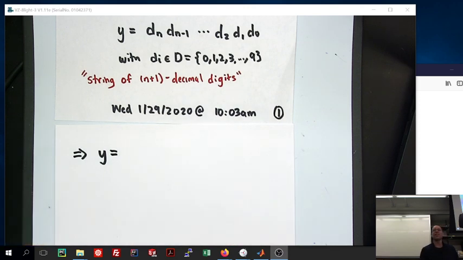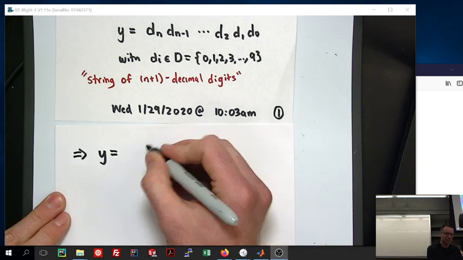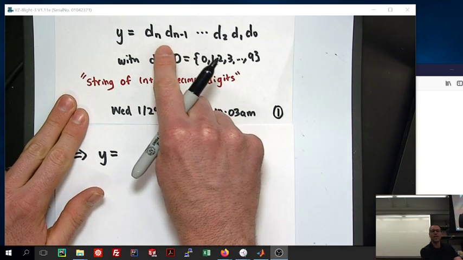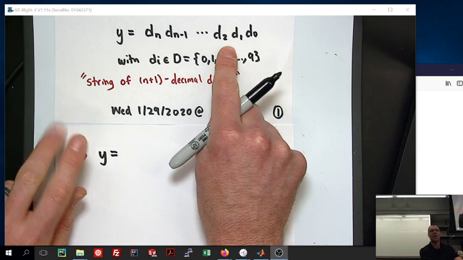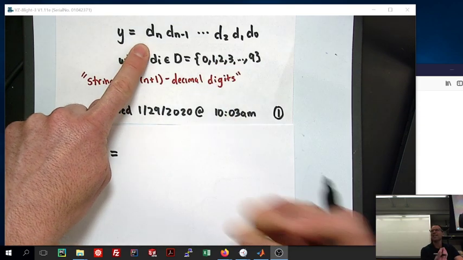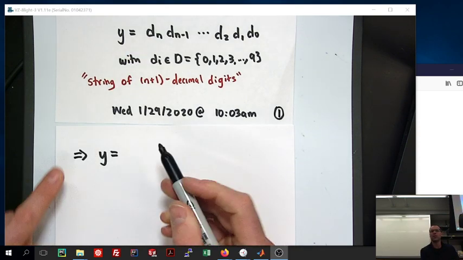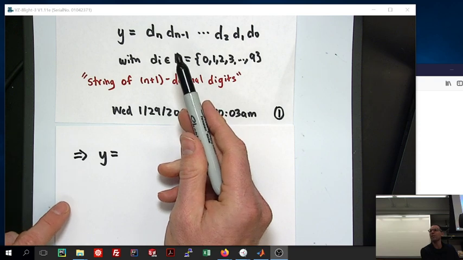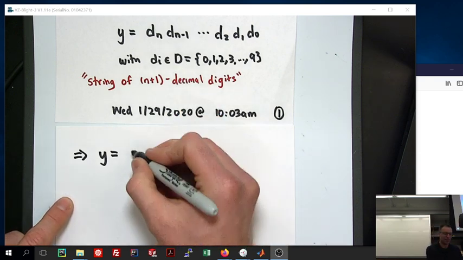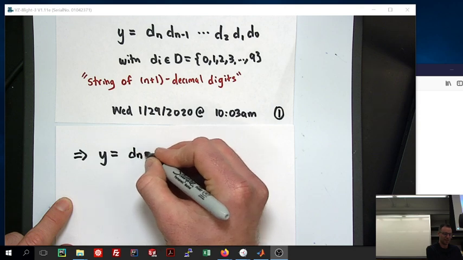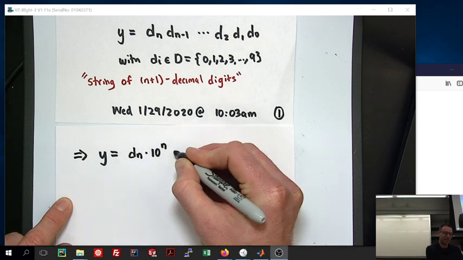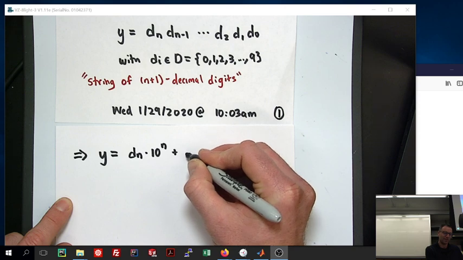Okay. Can you help me break down that decimal representation in terms of its actual value, or another way to say that, in power notation? Maybe I can ask Nick. So this is a string of digits, right? We've got n plus 1 digits, but those digits encode a physical magnitude underneath. So how would I get to the physical magnitude in terms of a power representation? It would be dn times 10 to the n, plus dn minus 1 times 10 to the n minus 1.